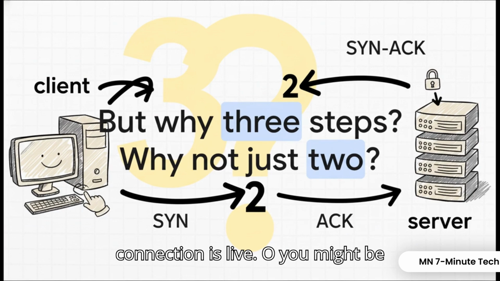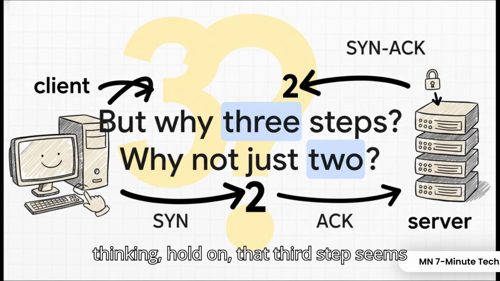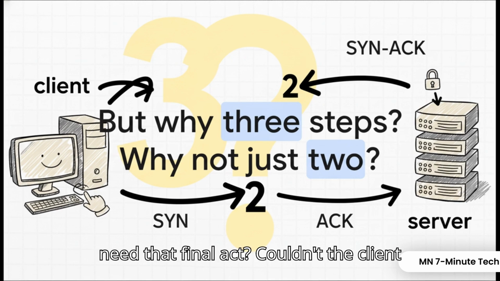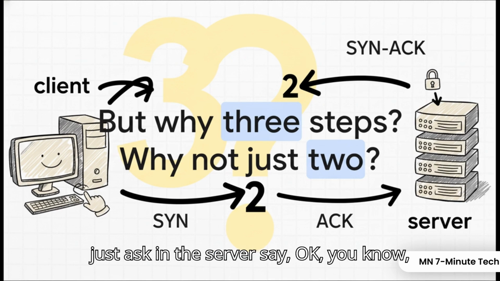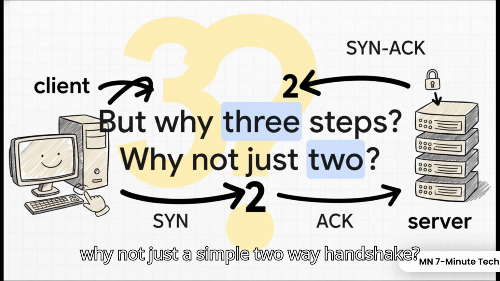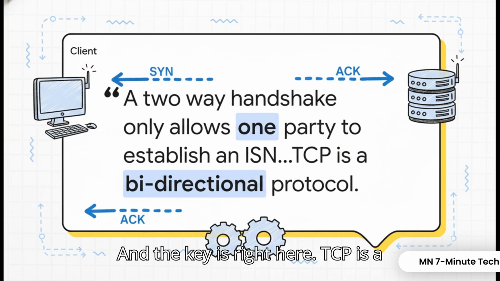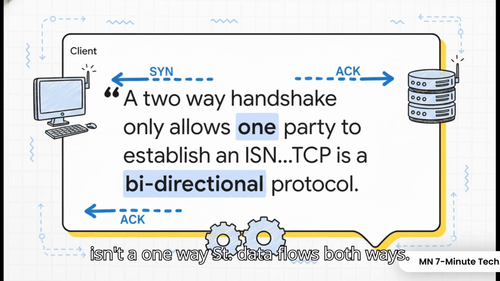So you might be thinking, hold on, that third step seems a little extra, doesn't it? Why do we need that final ACK? Couldn't the client just ask and the server say, okay? Why not just a simple two-way handshake? And the key is right here. TCP is a bi-directional protocol. Communication isn't a one-way street.